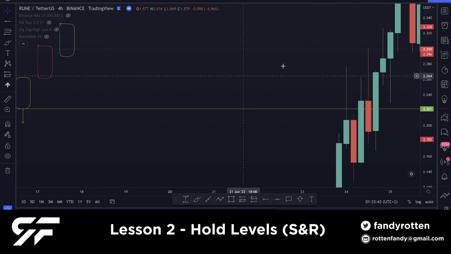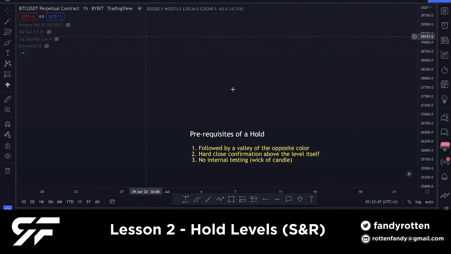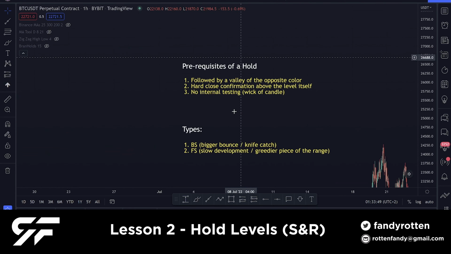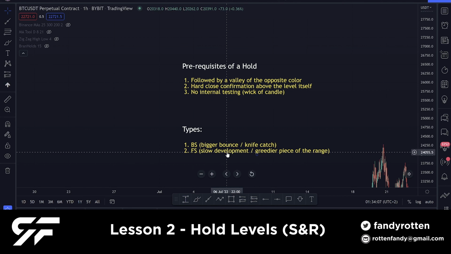So now the next thing I want you guys to pay attention to is types of hold levels. There are two types, as you might know. BS holds, which have bigger bounces, and they're usually referred to as knife catches, right? And FS holds, they're usually the greediest pieces, sitting at the bottom of the valley. They have slow movement. If that breaks, then the entire range collapses.